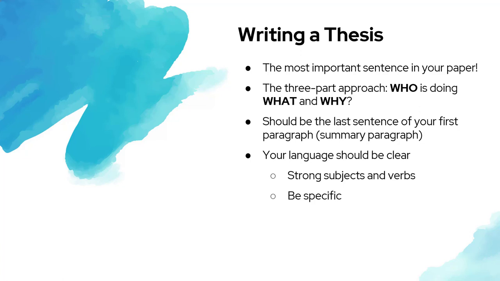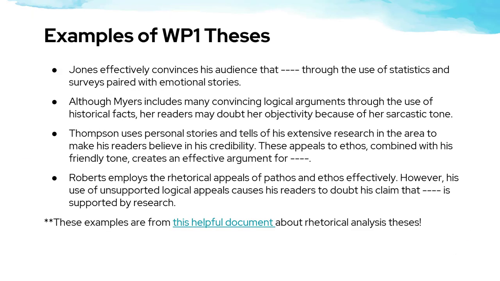For the purposes of this assignment, the thesis should be the last sentence of your first paragraph, which is your summary paragraph. And at the sentence level, your language in your thesis should be very clear. What I mean by that is your word choice should be specific, and your subjects and verbs should be both accurate and strong. Remember that an effective thesis for a rhetorical analysis should tell us who is doing what and why, and should also tell us whether or not the author's choices are rhetorically effective given their target audience's values, expectations, and opinions. So let's look at this first example.